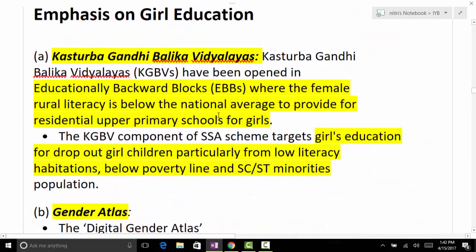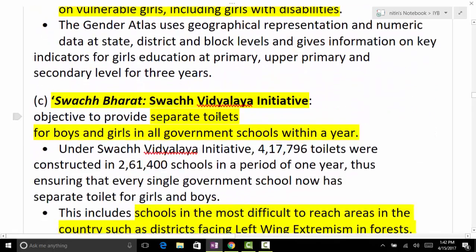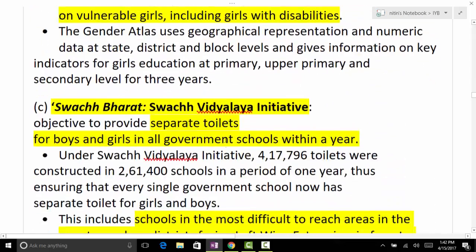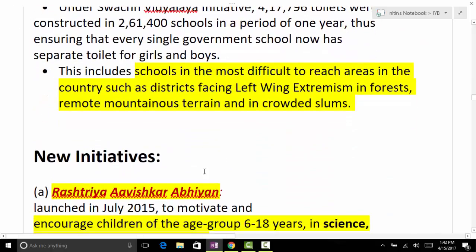So these three are mentioned as emphasis on girl education. Udan is a scheme. Udan scheme is for, will come to those among the new initiatives. What is Udan? Udan is for northeast. Coaching. There are multiple Udan schemes.